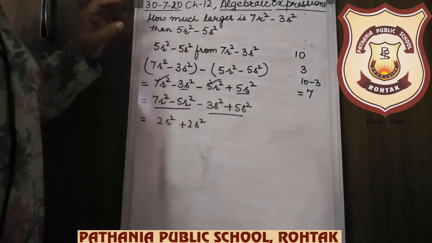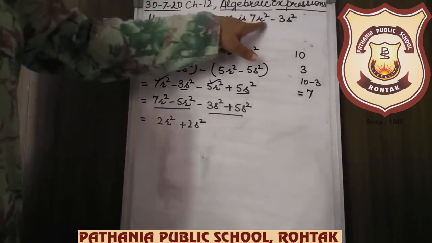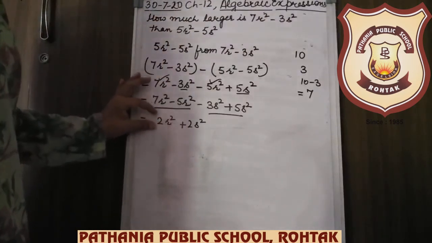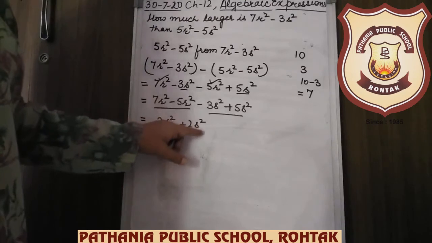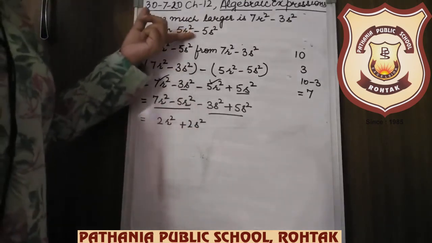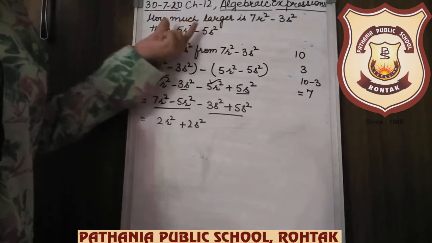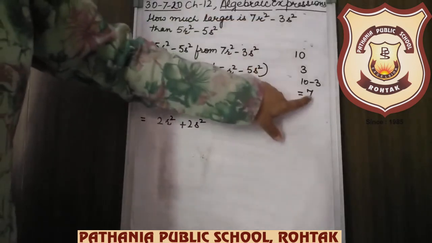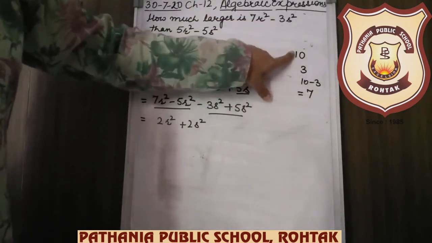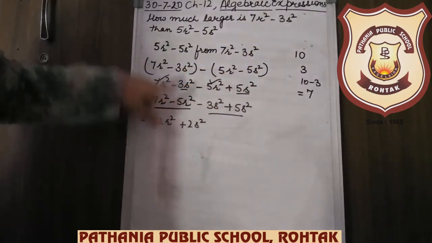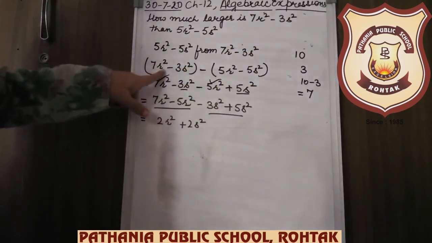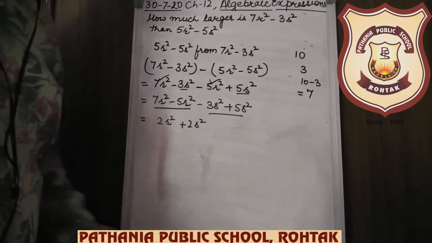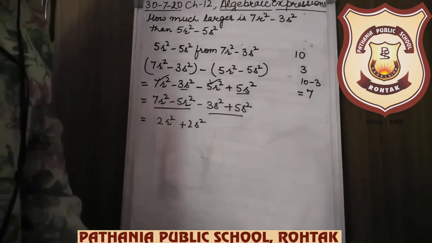So your answer is that this expression 7r square minus 3s square is 2r square plus 2s square more than 5r square minus 5s square. Now if you add these two, you will get this. Similarly, if I add 7 and 3, I will get 10. So similarly, if you add these two, you will get this one. Okay, you can recheck your answer in these questions also. I hope the things are clear.